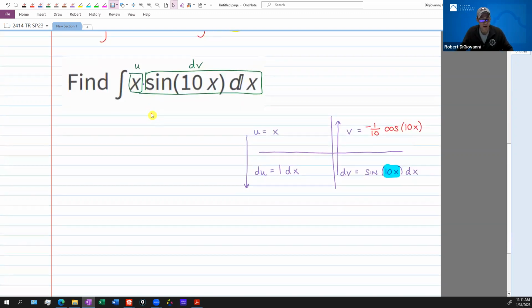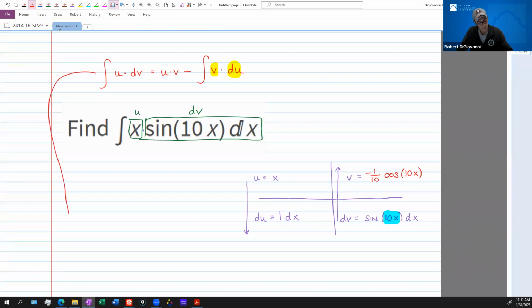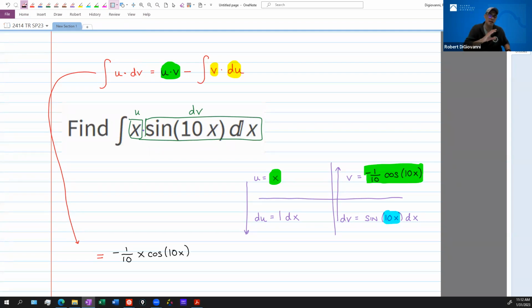All right, once we've got our table set up, what we're going to do is use the formula. So our answer is going to be equal to, first thing is uv. So that's these two multiplied, this times this. Now, when I do that, watch the way I write it. I'm actually going to do the negative 1/10 first, then I'm going to put the x, then I'm going to put the cosine 10x. That's just the clean way to write things algebraically, because we normally like to put the constants out front, then if there's any x's, and then some trig function afterward.